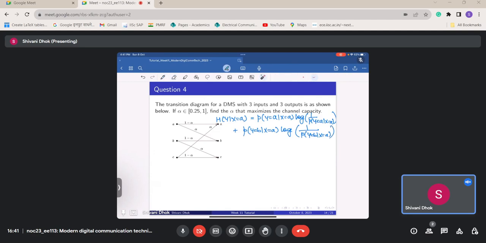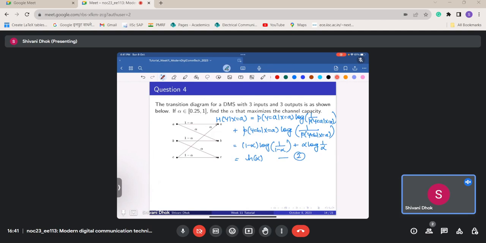Now this quantity here, probability that y equal to A given x equal to A, is 1 minus alpha. So this thing we have as 1 minus alpha into log of 1 upon 1 minus alpha plus this quantity here, probability that y equal to B given x equal to A, is this, that is alpha. So we have it as alpha into log of 1 by alpha. So this again I can write as small h of alpha. So I had numbered 1, so this is equation 2.